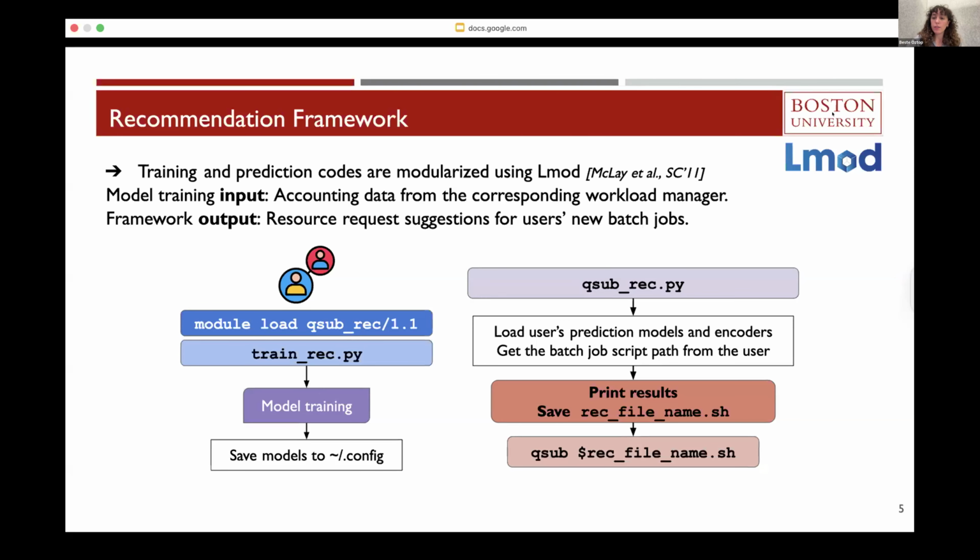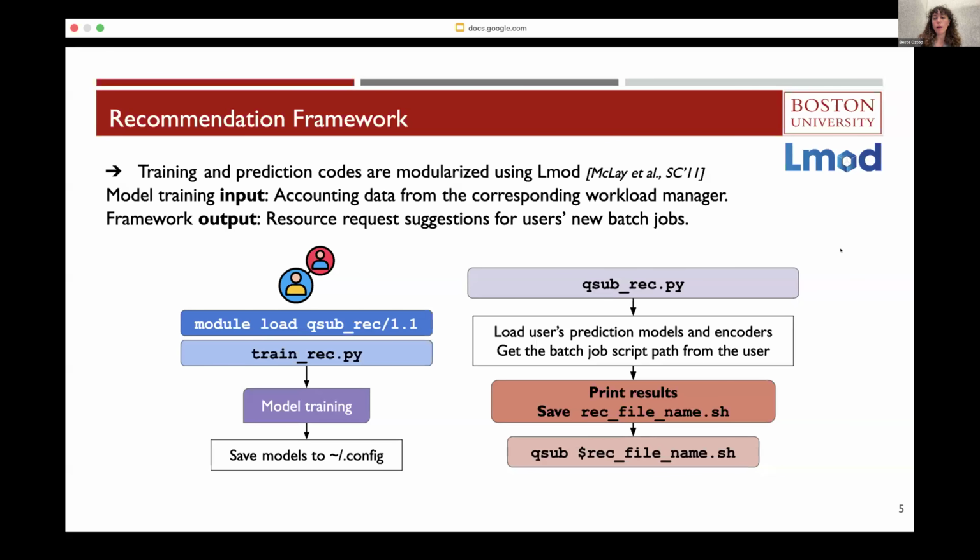We collaborated, as I've said, with Boston University Shared Computing Cluster and Research Computing Services. And we modularized our training and testing code using LMOD. LMOD is a popular environment module system. And we have the accounting data from Boston University Workload Manager as inputs to the training code. Our outputs are the resource request suggestions for the user's new batch job submissions.